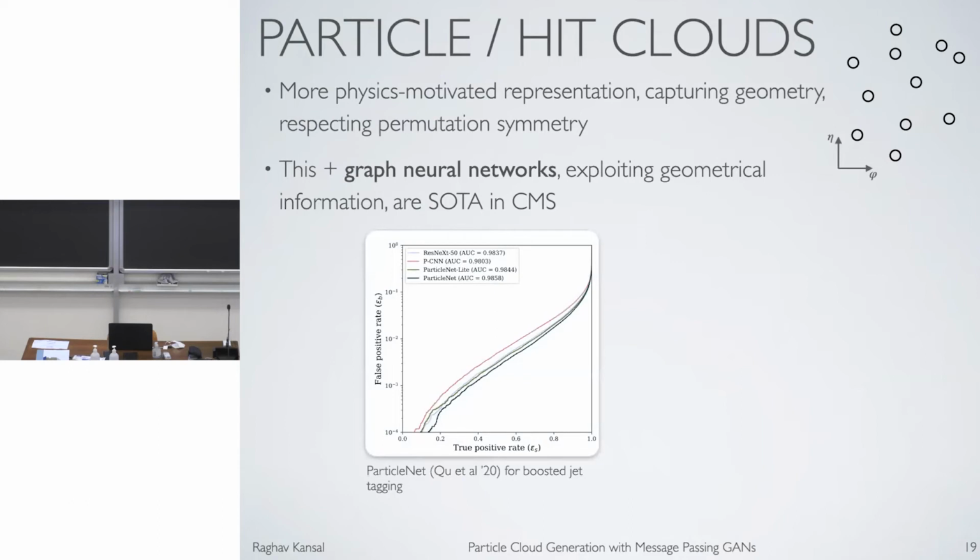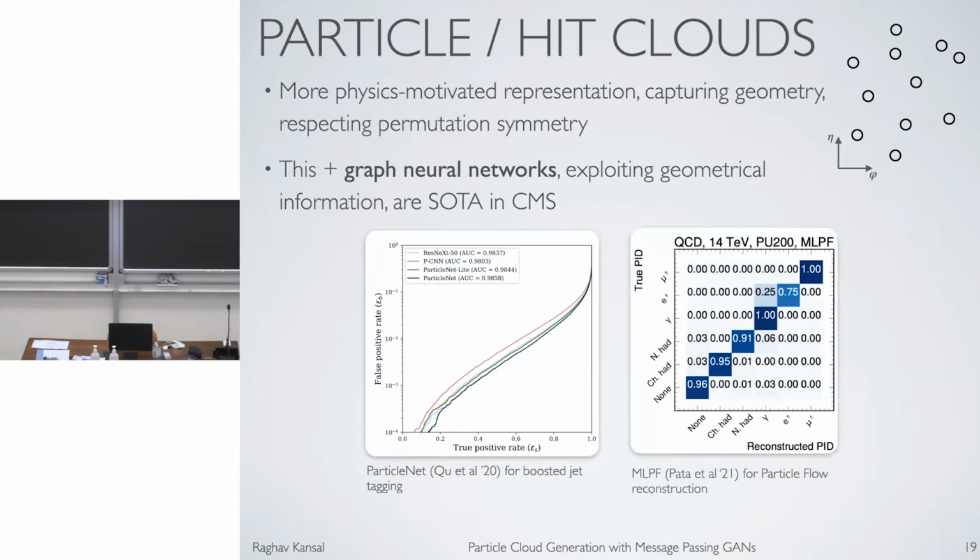So some examples are ParticleNet for tagging jets, which has allowed us to do analyses we wouldn't really have thought of doing just a few years ago, like measuring the Higgs to charm couplings, and ML for particle flow.